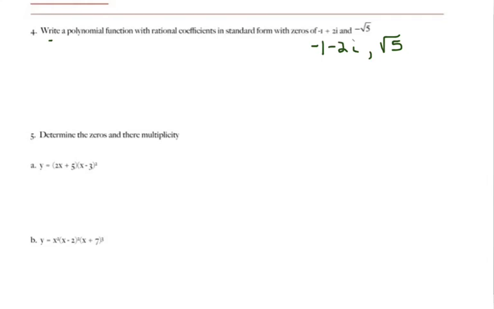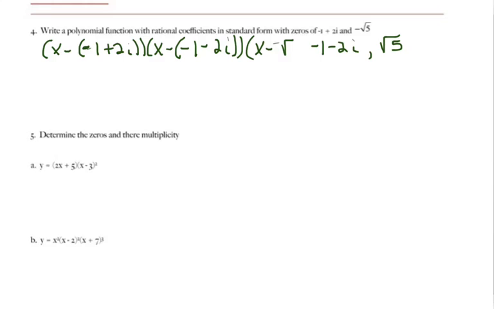Remember, it's always x minus solution, so it's x minus my first solution, the one they gave me. Then it's x minus the other conjugate solution, 1 minus 2i. And then I've got two more to write in here, x minus negative root 5 and x minus the positive root 5. Okay, so those are all the things I have to multiply together because I want to get it into this standard form up here.